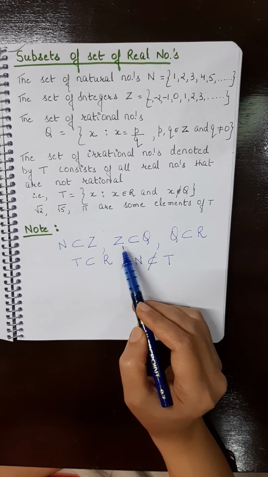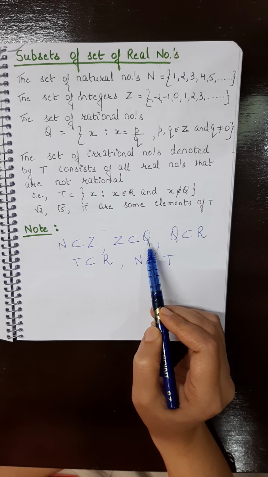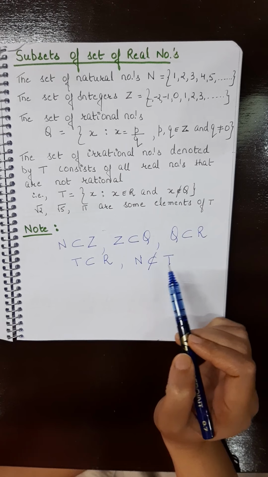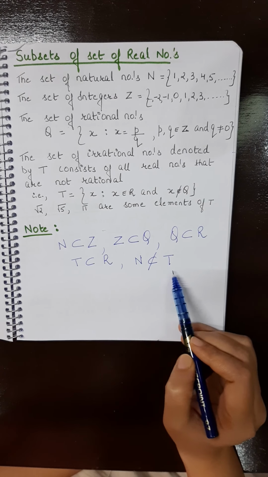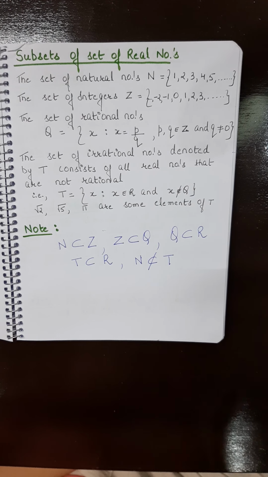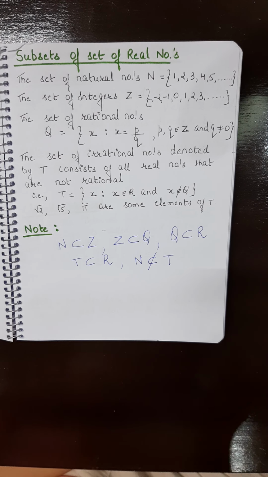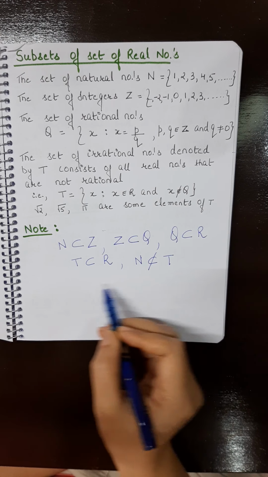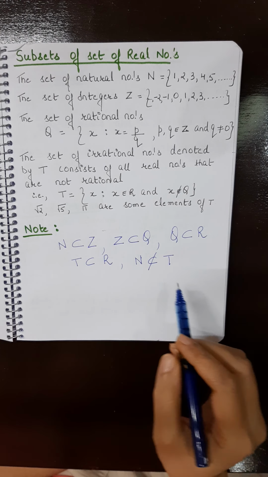N is contained in Z, Z is contained in Q. So basically N is contained in Q. Every natural number is also a rational number. So a rational number cannot be an irrational number. So N is not a subset of T. And if N is not a subset of T, then Z is not a subset of T and Q is not a subset of T.